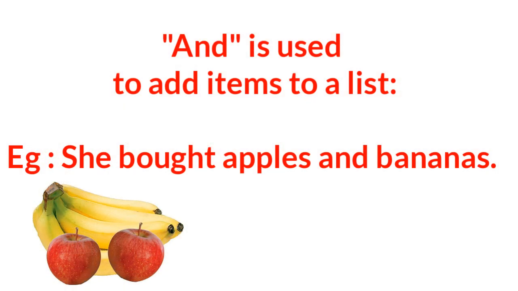And is used to add items to a list. Look at this example. She bought apples and bananas. So in order to connect these two, and is used. So more items can be added by using the conjunction and. She bought apples and bananas.